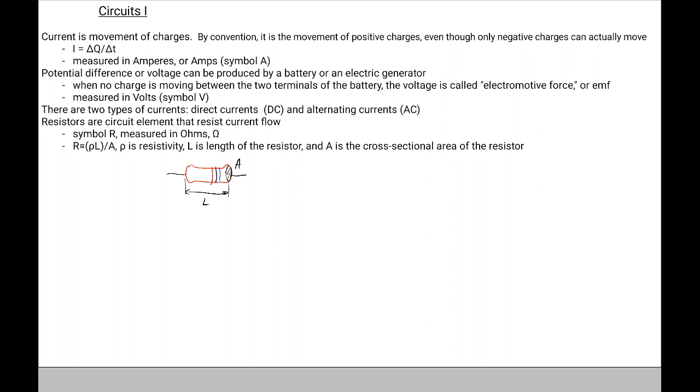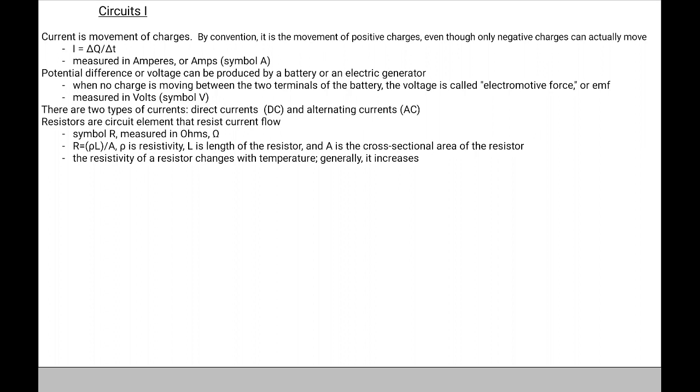So we can determine what the resistance of this is based on something we call resistivity. So the resistance is equal to the resistivity, that's the resistivity of the material that it's made of, times the length divided by the cross-sectional area A. So given a certain resistivity and the shape of a resistor, we can determine the resistance of this.